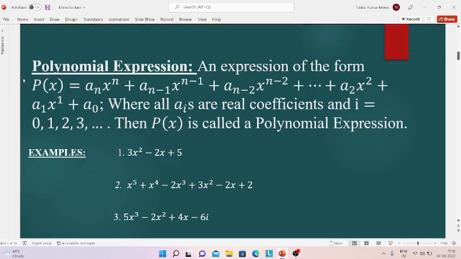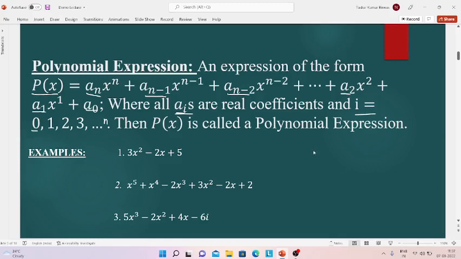So what is a polynomial expression? A polynomial expression is an expression of the form P(x) equals a_n x to the power n plus a_(n-1) x to the power n minus 1 plus a_(n-2) x to the power n minus 2 plus dot dot dot up to a_2 x squared plus a_1 x to the power 1 plus a_0. You can see the sequence, right? Here a_(n-1), a_(n-2), a_2, a_1 and a_0 are the a_i's. I am just writing it in short form, and i goes from 0 up to n, right?